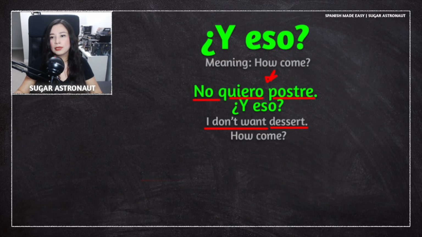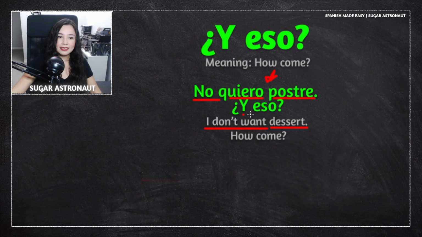Quiero el postre de ayer. I want yesterday's dessert. Okay, so that's very specific. But when you're talking about any dessert, nothing specific, then you don't need the definite article, el, masculine, la, feminine. Okay, you don't need it. So no quiero postre. I don't want dessert.